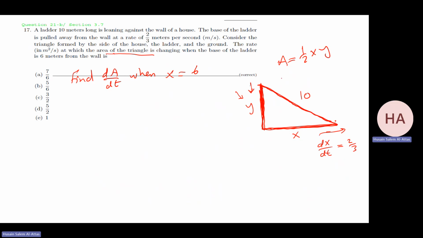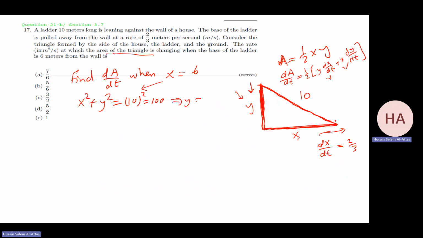So to find this, now I will consider x is changing and y changing. So dA by dt will be half, product rule, y dx by dt plus x dy by dt. So I need x, I need y, I need dx by dt, I need dy by dt. This is given. This is given. The rest I don't know. So I have the relation x squared plus y squared equal 100, 10 squared, which is 100. From this, I plug x, I get y equal 8. So I get y. The remaining is dy over dt.